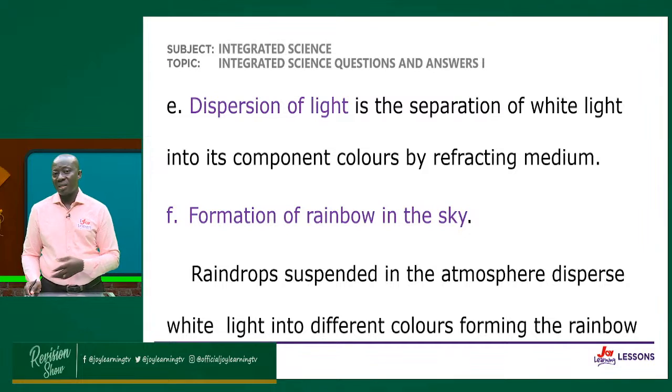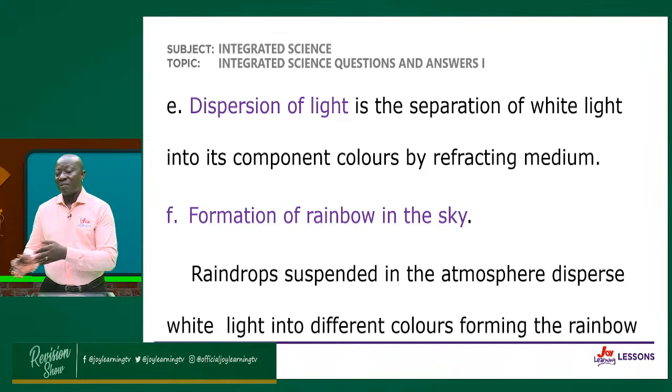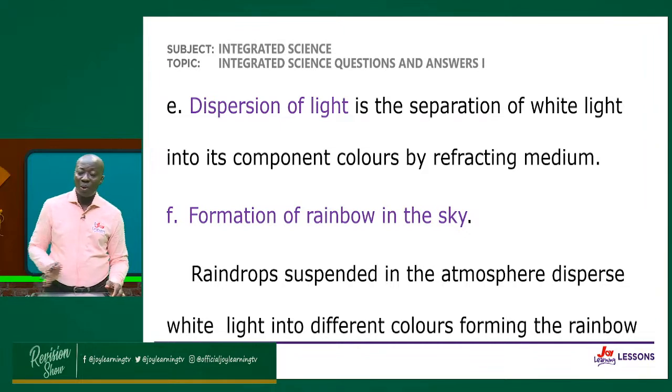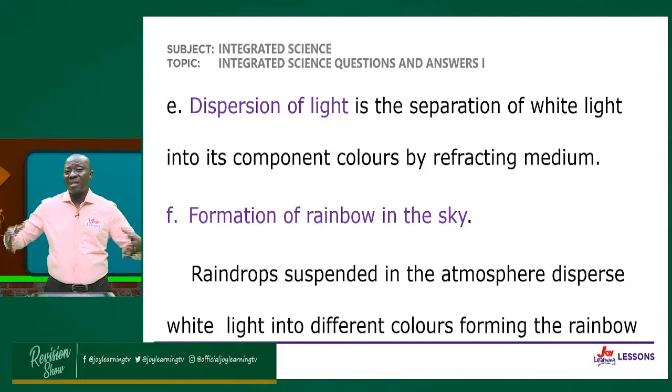So from this, you can easily tell that when light travels and enters a material of different density, it separates into its various colors. Remember, light consists of several wavelengths of electromagnetic radiation, which have different wavelengths and frequencies. Upon entering a denser medium, they separate into their various frequencies or wavelengths. And that is exactly what happens in the sky. When it rains heavily, the atmosphere becomes saturated with water droplets, like fog. You have a lot of water droplets suspended in the air.